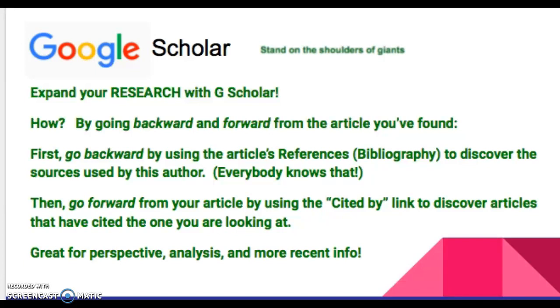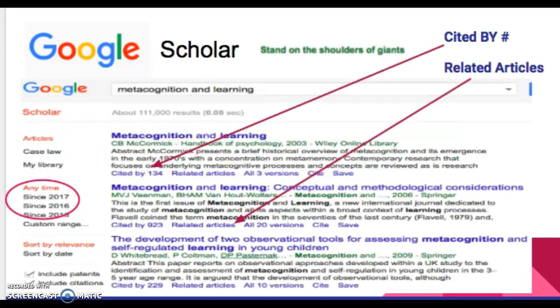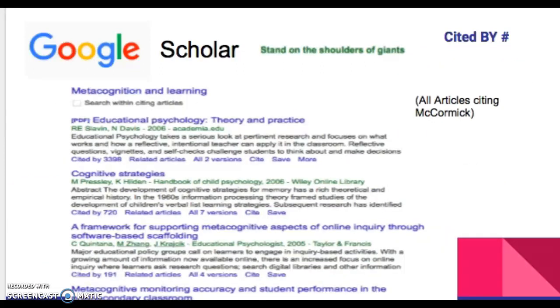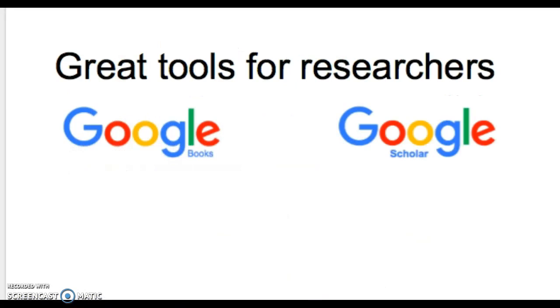And obviously, if you're using the cited by link, you're getting research that is more recent than the particular article you were looking at. So again, those links are very clearly found beneath each citation that is part of your search results. And then, of course, if I hit that cited by research for the first one, I'm now seeing all the articles that were citing that McCormick article from the first screen. So great tools again for research, Google Books and Google Scholar.